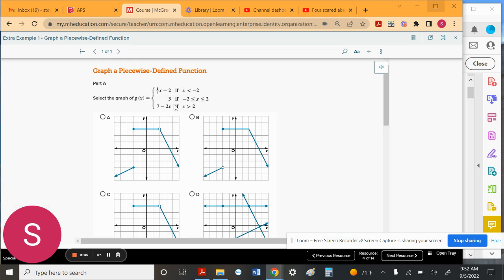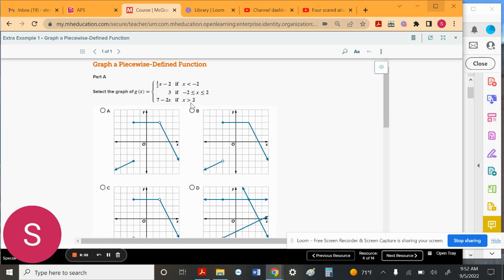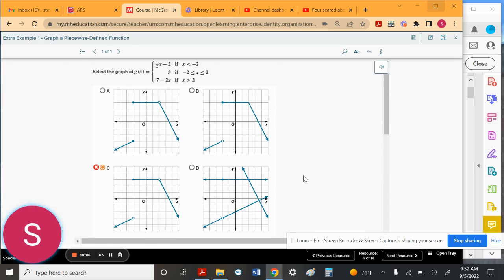So now we're going to take a look at this one right here. This tells me it's a negative slope, and it's greater than 2, which means it does not include 2. So this one includes 2, this one does not. So therefore it has to be C. So we're going to check our answer. And why is that? It has to be greater than 2, not equal to.